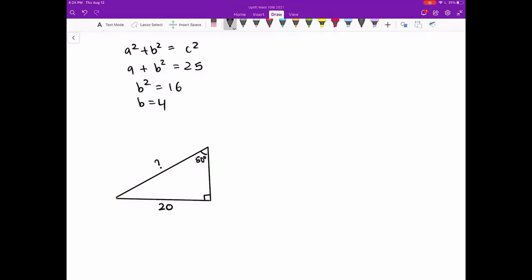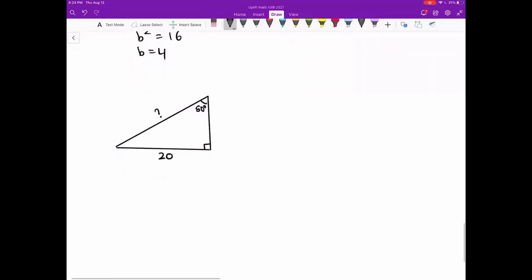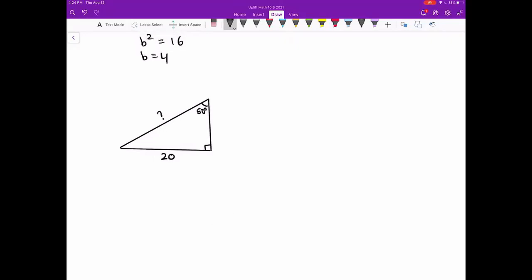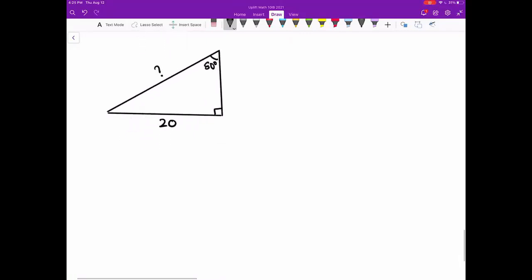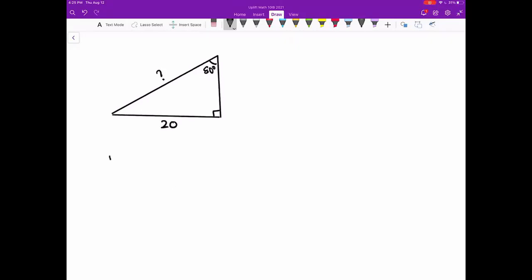Okay, so right now we can do it two ways. We could either use the angle 80 degrees on top and do a cosine. Wait, sine, I think. Yeah, sine. Or we could instead figure out the other angle and do a cosine. Let's do both ways actually. Okay, let's do the sine method first.